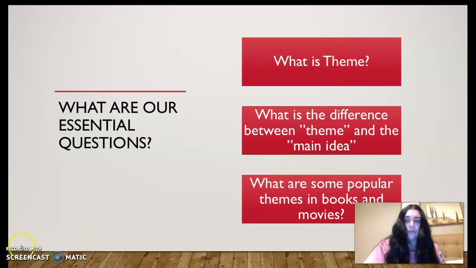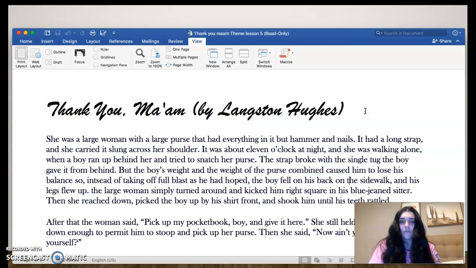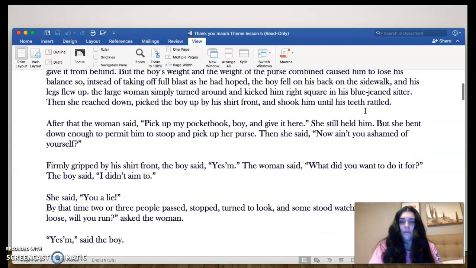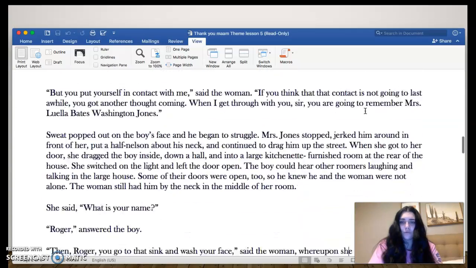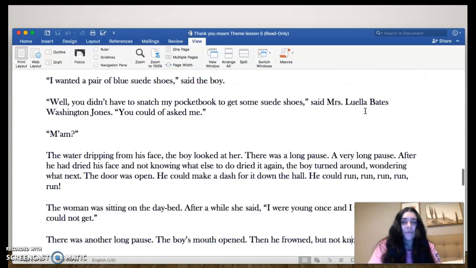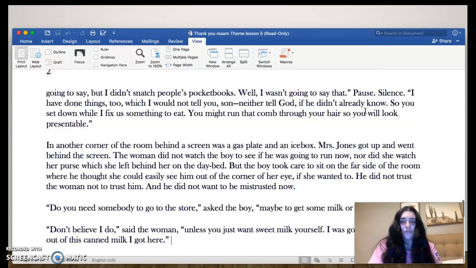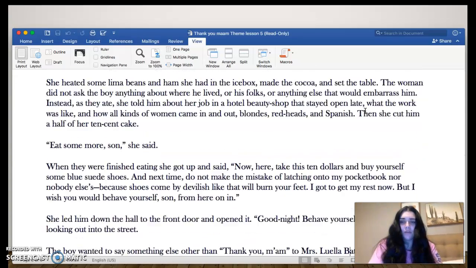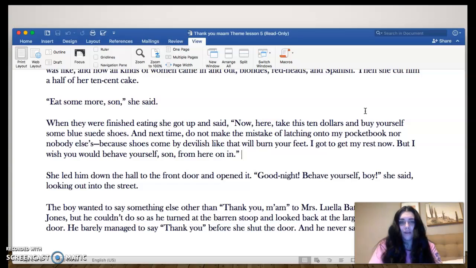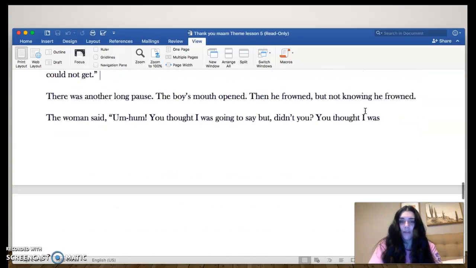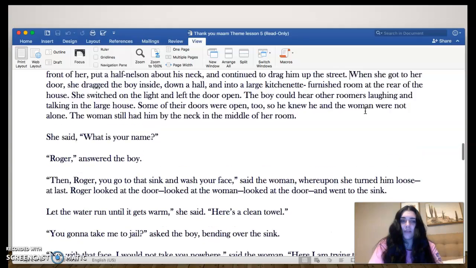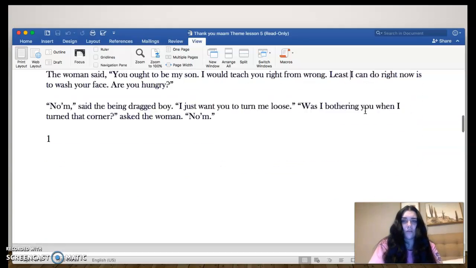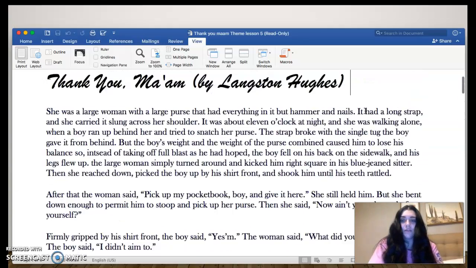So now let me pull up our story and we're just going to take some time to read this together and then go over some things that we hit in the story. So here I have our story pulled up. Thank You, Ma'am is just a short story about a run-in with a super nice woman that's going to teach Roger a life lesson. And I think it's really important that we read this and annotate along reading it because there are going to be questions on your test about this story.